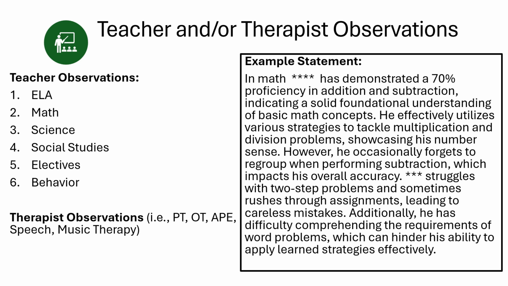So I have some questions I can come to the ARD committee with. Okay, see that he's struggling with these two-step problems. Do we have some data on this that we might consider a goal for him in doing that? So also, have we considered the use of a calculator as an accommodation?